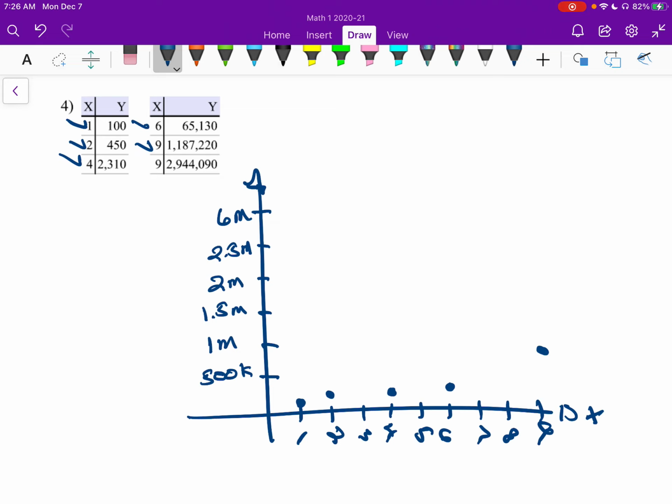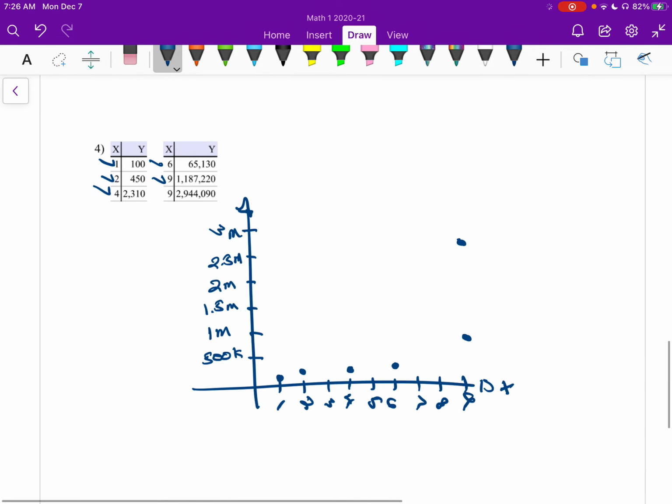Why did I do it this way? Oh, that's not supposed to be a 6 there, that's supposed to be a 3. Oops. It's all the way up there. All right. So that's that.